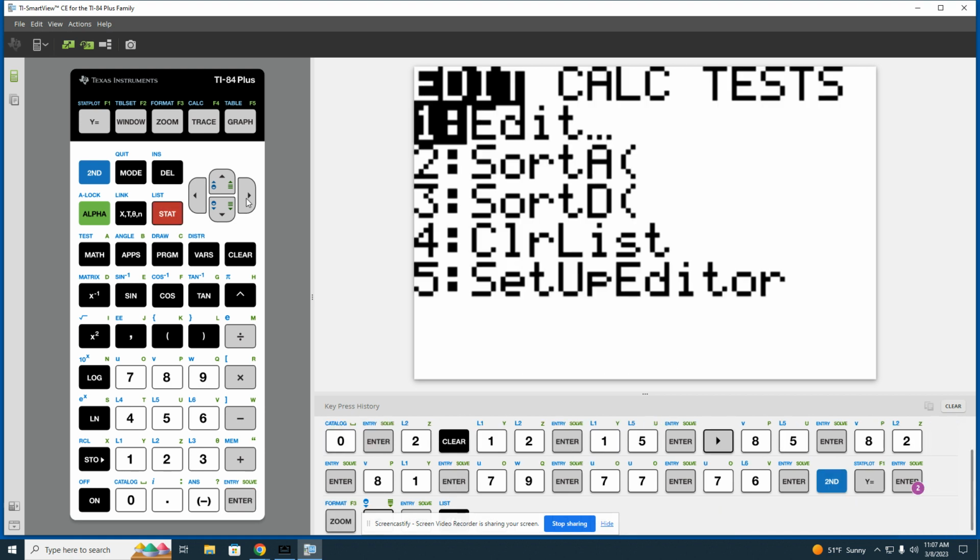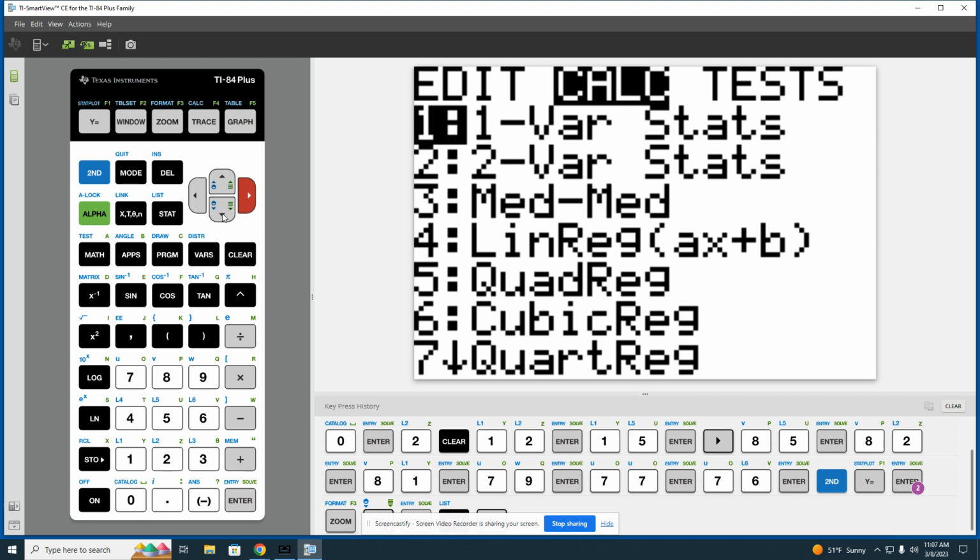We're going to go over to calculate. And towards the bottom, here we have all of our regression equations. Guess what number 4 is? Linear. And in fact, it's in mx plus b form, which is the way we usually like it. So I'm going to run a number 4.